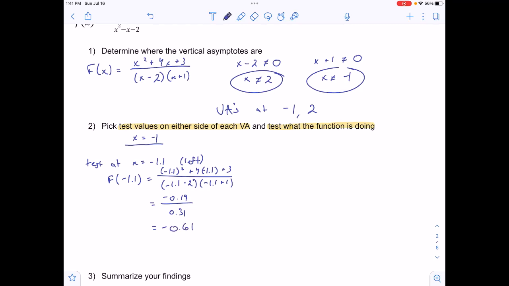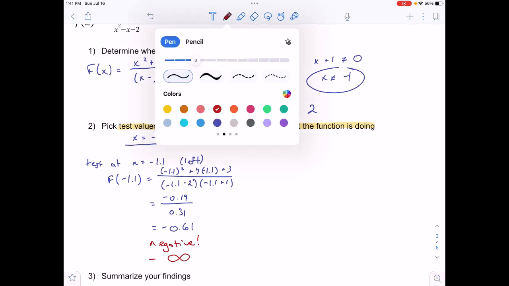-0.61. This is a negative number, okay? Which means that we are going down to the negatives. We're going to -infinity, okay? We're going to do the same thing. We're going to test on the right.